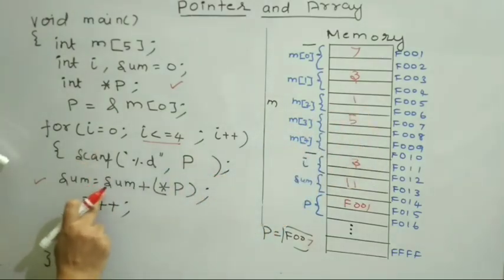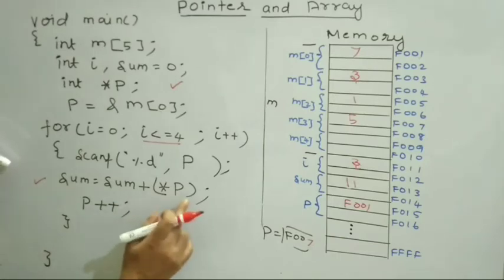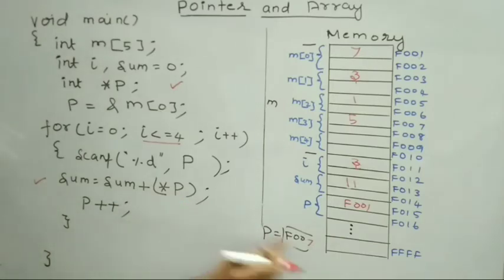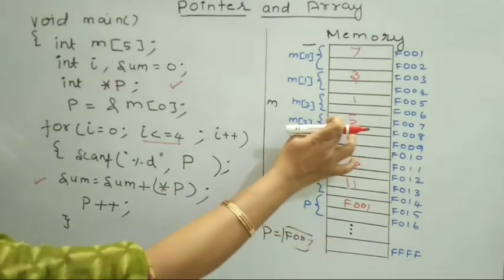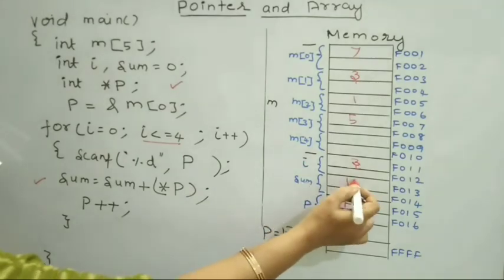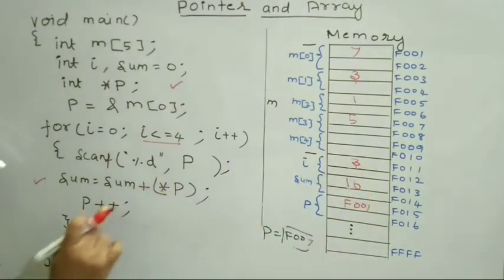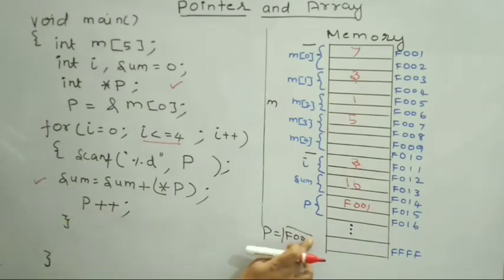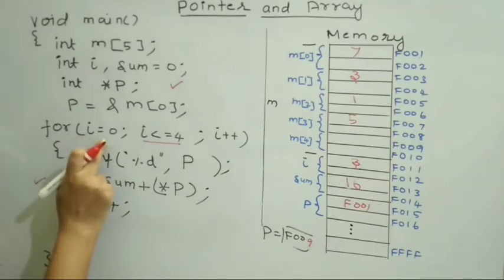Okay, next. Sum is equal to sum plus star p. Okay, so p is F007. The star p will fetch the content of F007. Content of F007 is 5. 5 is added to sum. Now sum becomes 16. Okay, next execute this statement. When I execute the statement, p is incremented by 2. P becomes F009. Again I will jump back.